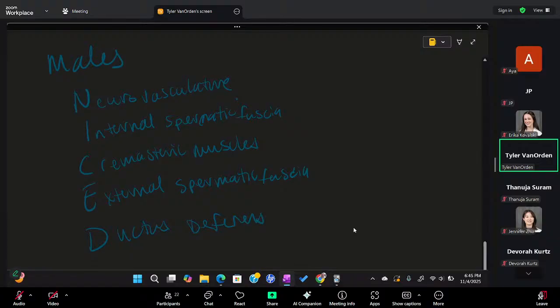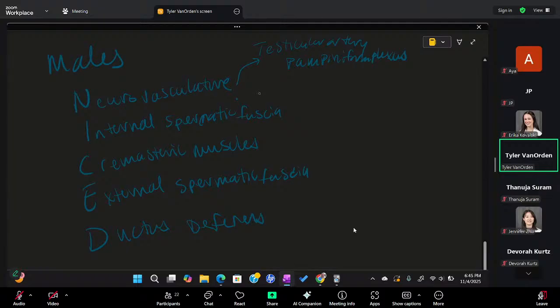So one more thing, and then I'm going to draw a picture. This neurovasculature, there are specific things you have to know, unfortunately. In the neurovasculature, you have the testicular artery, and then the pampiniform plexus, which is the venous system.